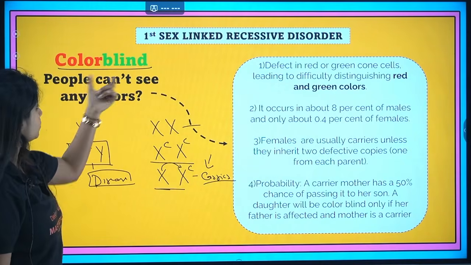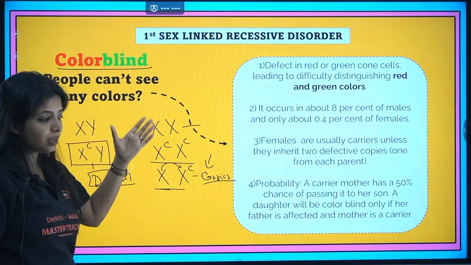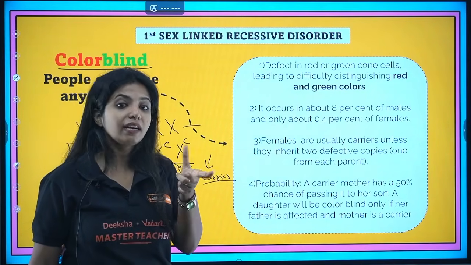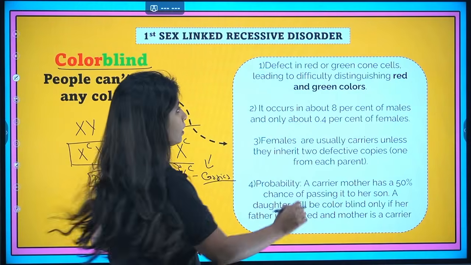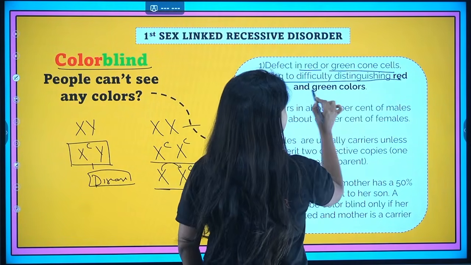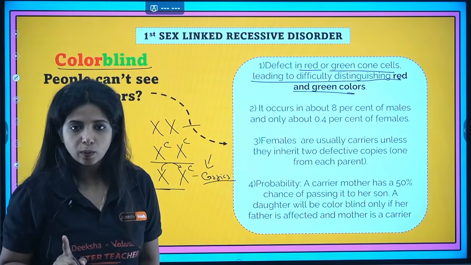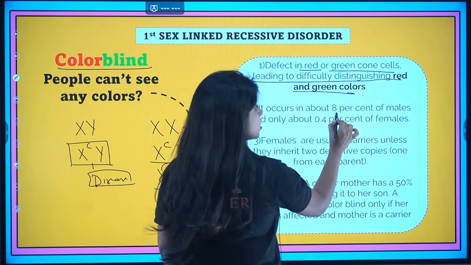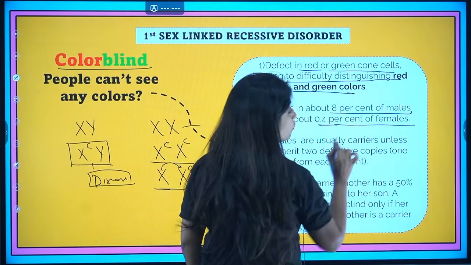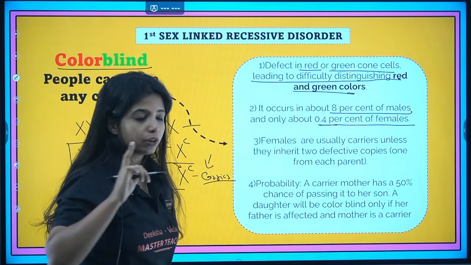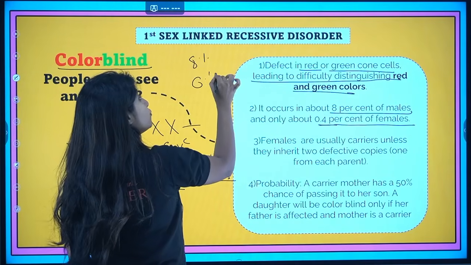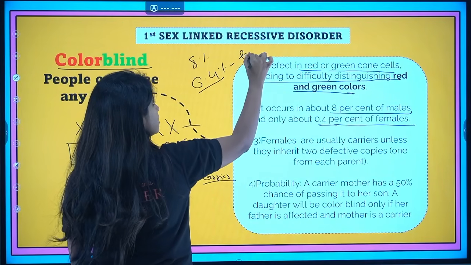What happens in color blindness? Do people not see any colors? No, it depends. There are different types of color blindness. In your NCERT, red-green color blindness has been mentioned. Here there is a defect in the red or green cone cells, leading to difficulty distinguishing red and green colors. It occurs in about 8% of males and only about 0.4% of females. This data is super important for you to remember: 8% males, and not 0.8, it's 0.4% females.